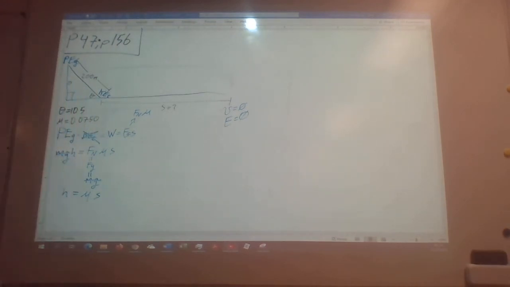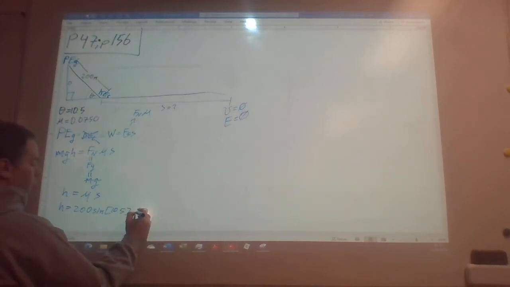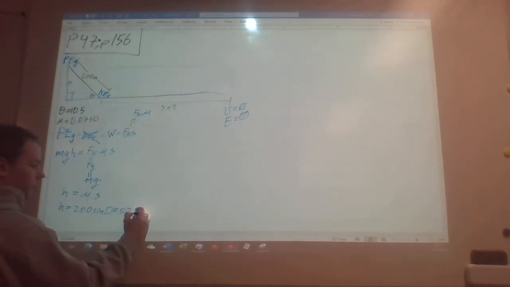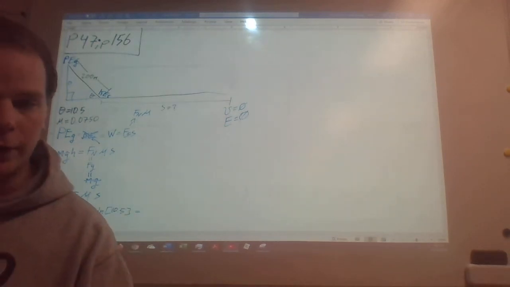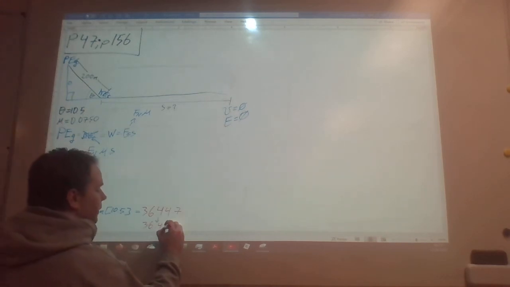That's opposite. So then the height will be equal to 200 times the sine, because it's opposite, of 10.5. And then we also have the coefficient of friction. So I'll get this number, and I'll pause it while I do that. And that comes out to 36.4 meters.